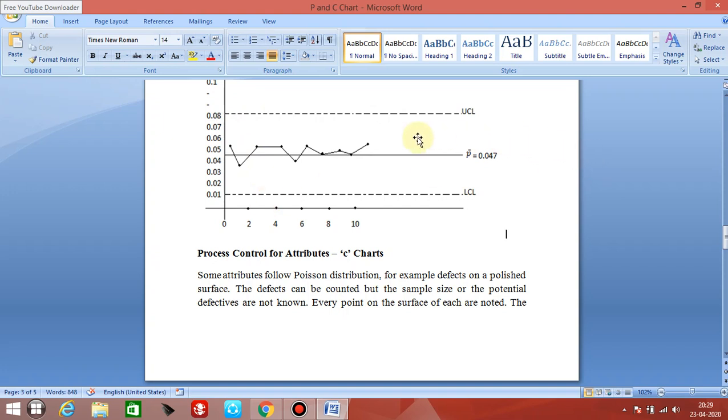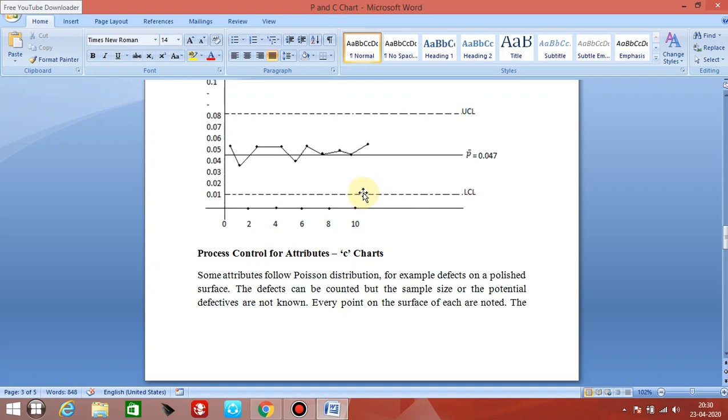Now if it is not, then under 3 sigma control limits, your process is under control. But if any of the dots are going outside the upper control limit or below the lower control limit, that particular sample you have to reject because that is out of control. So this is a very fundamental concept to draw the P chart and to interpret the chart by only going through the diagram which we have drawn here. So this diagram also you have to draw. So this is P chart.